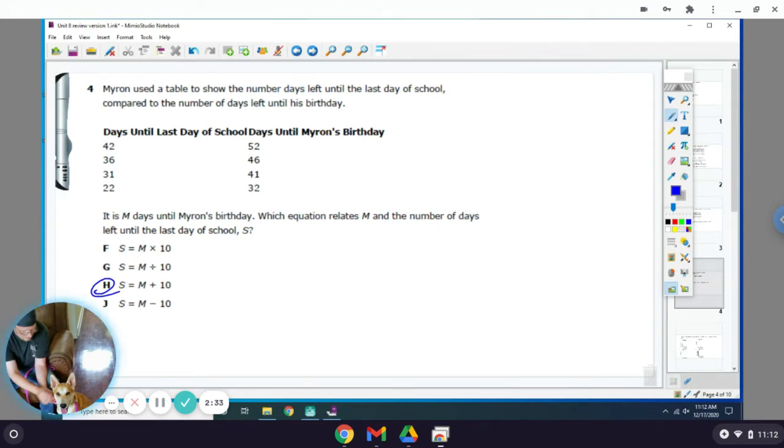Hold on. I think I got my independent and dependent mixed up because they have these backwards. It says M represents the days until Myron's birthday, which is these numbers. So they're going from here to here. So it means we're subtracting 10. My apologies. I'm usually used to going from left to right, not right to left.